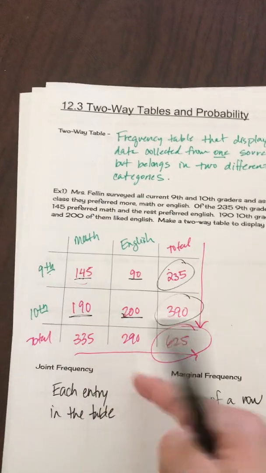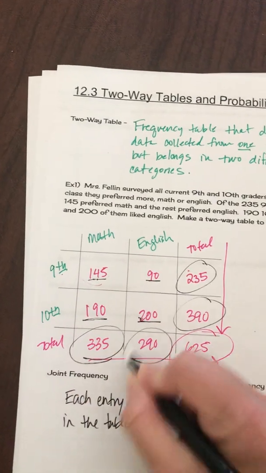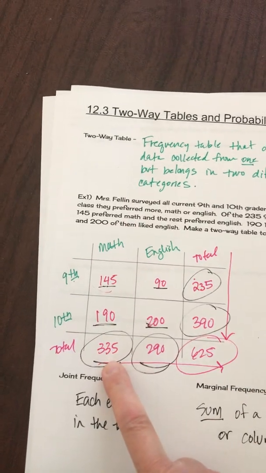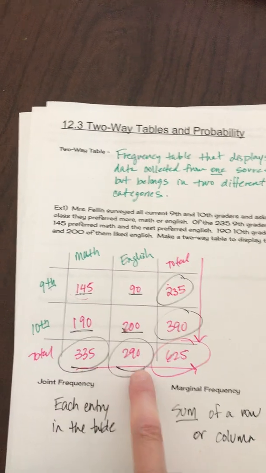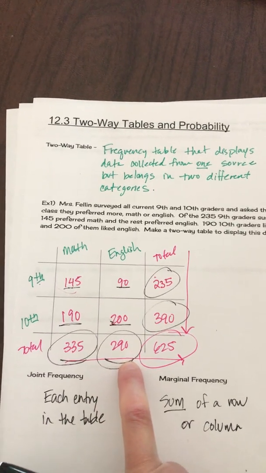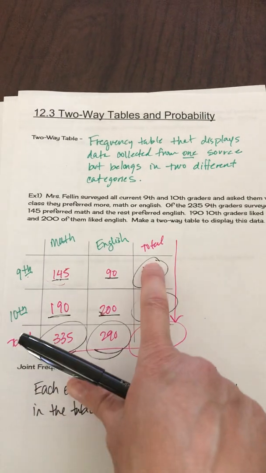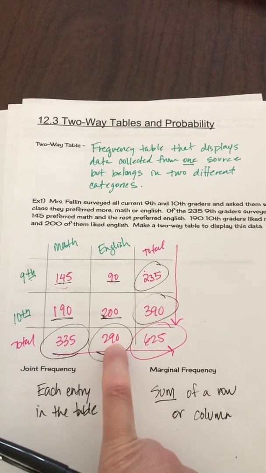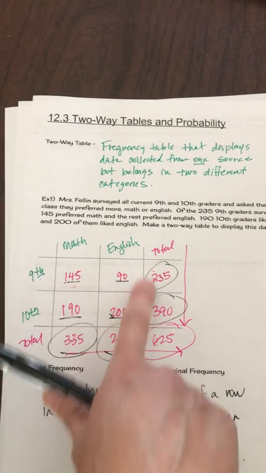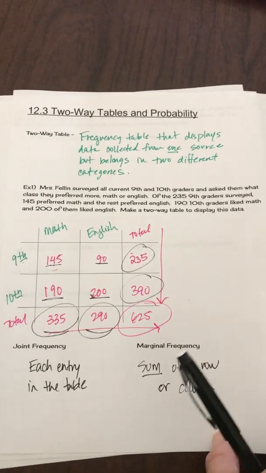We could also do marginal frequencies going in columns. So vertically, we have 335 people in our survey who chose math and 290 who chose English. All of the ones that I circled here are marginal frequencies because they add up the joint frequencies in the column or row, and the joint frequencies are each individual number.